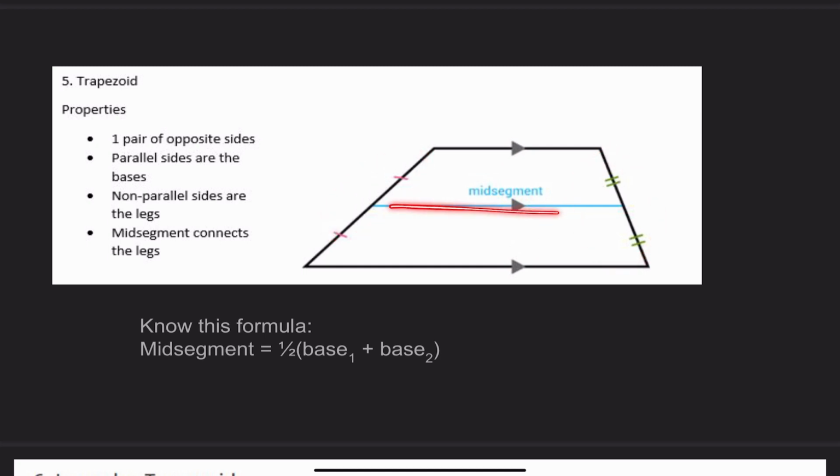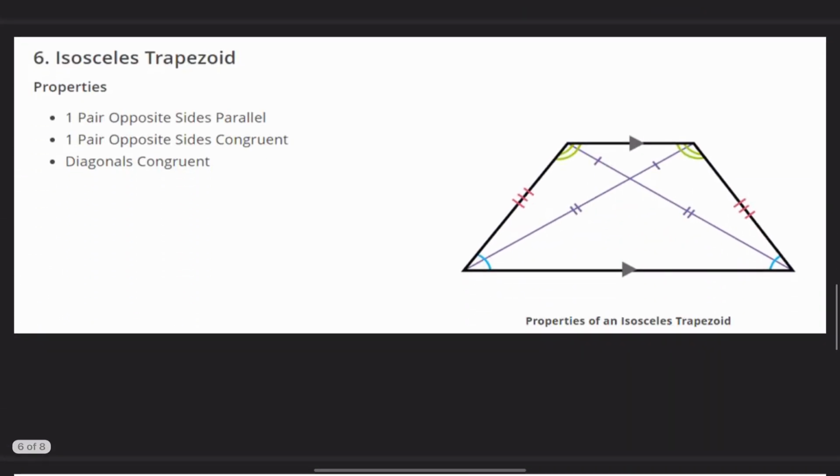The mid-segment connects the legs together. Know this formula: mid-segment equals 1/2 times the quantity base 1 plus base 2. So here's base 1, that's one of the parallel sides, and this is base 2, the other parallel side. So we say the mid-segment is equal to 1/2 of this plus this. That's how you calculate the mid-segment.